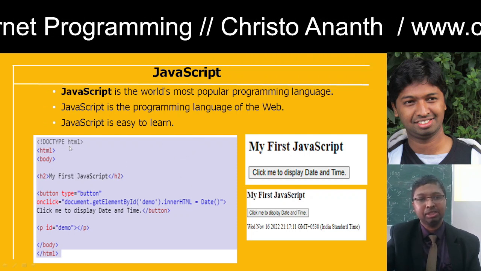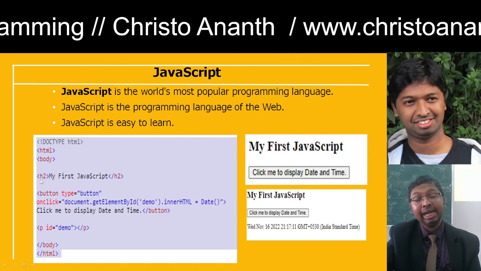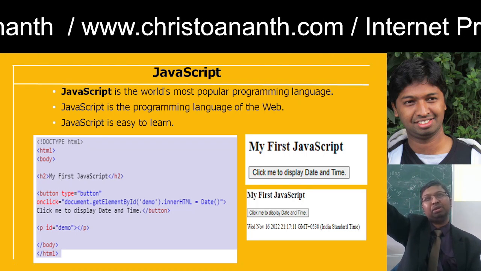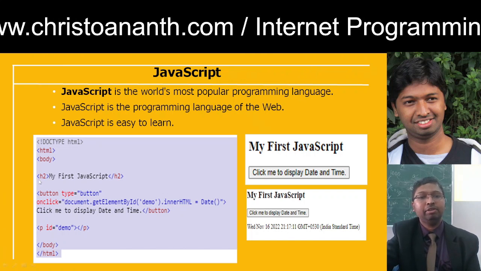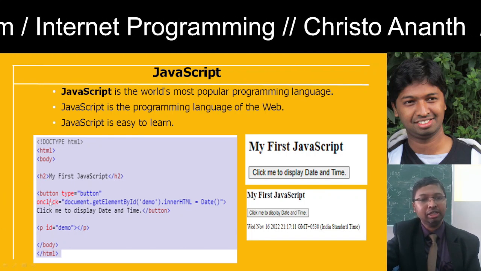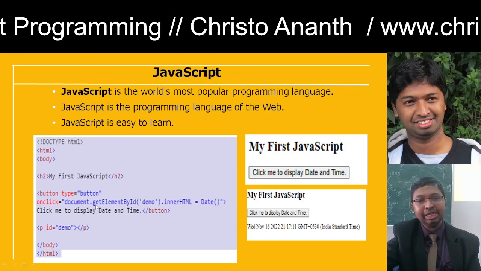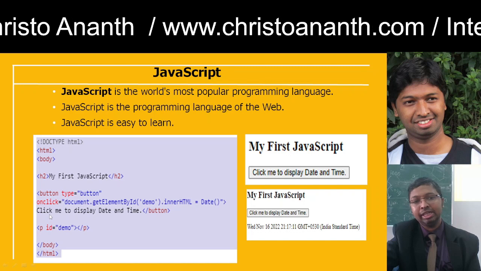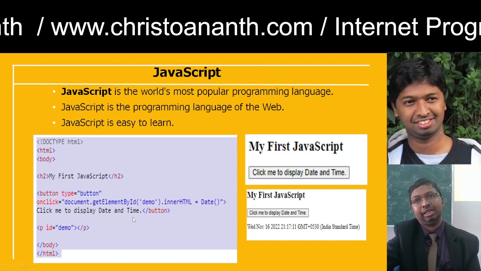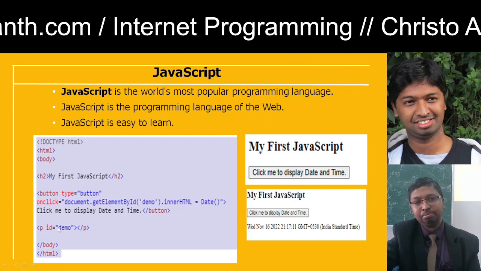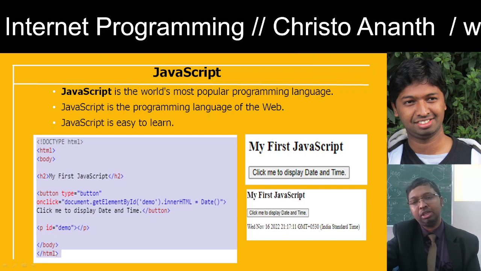So doctype HTML, body, h2, which is the second level heading, so it will be a little smaller. My first JavaScript, button type equal to button. On click, document get element by id demo in HTML date. Click me to display the date and time. Then you will have this p id demo. Close the body and close the HTML.